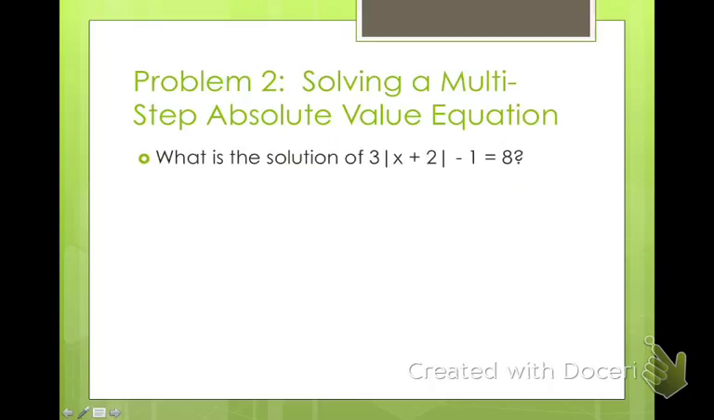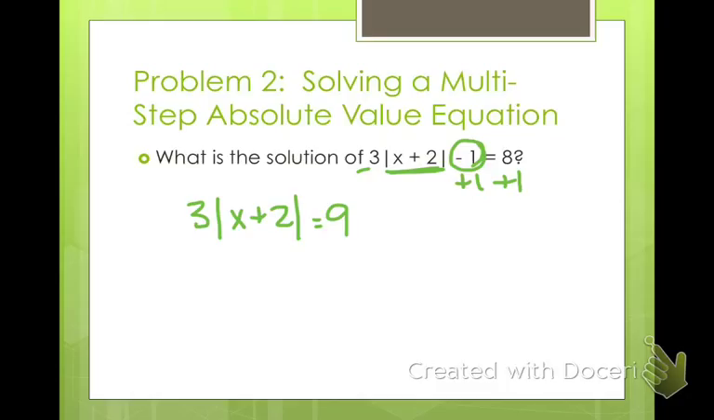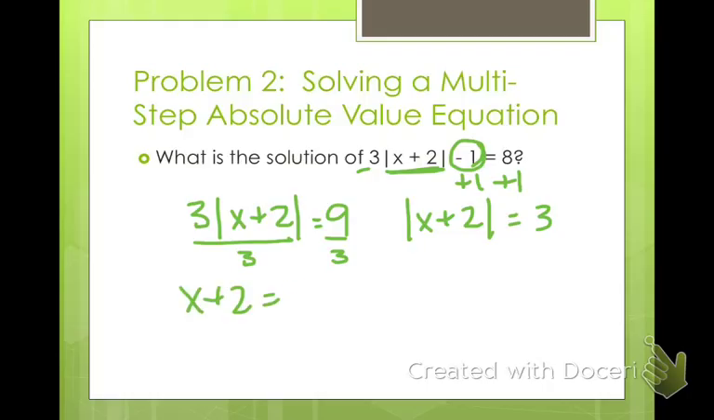Alright, so multi-step. So in this one, remember our goal in solving equations is always to get the variable by itself. Well, in these we're going to start by getting the absolute value by itself. So we want this part by itself. So right now, most closely related to the absolute value is the 3, so we're going to get rid of the negative 1. Do that by adding 1 to both sides. So 3 times the absolute value of x plus 2 equals 9. Now in order to get the absolute value by itself, we need to divide by 3. So absolute value of x plus 2 equals 3. Now we can get rid of the absolute values by setting up our two separate equations.